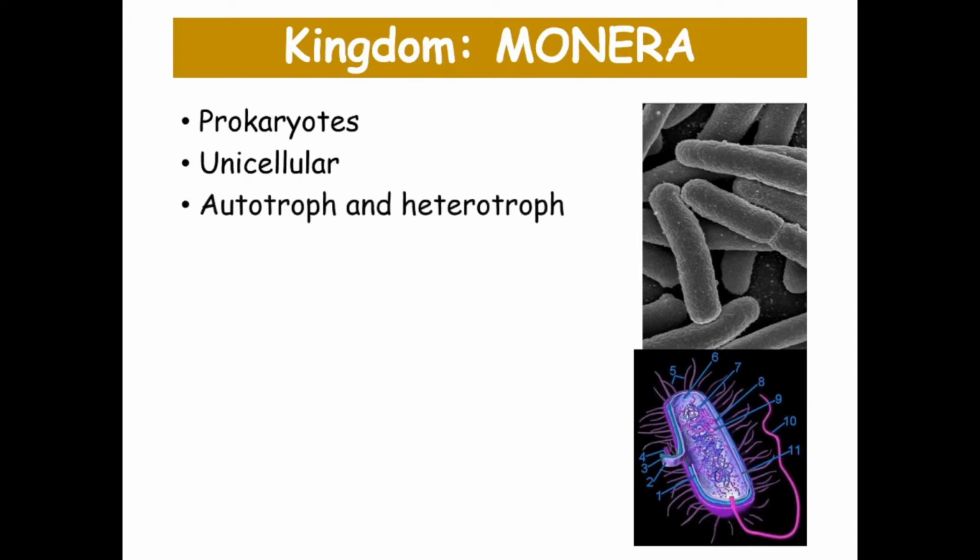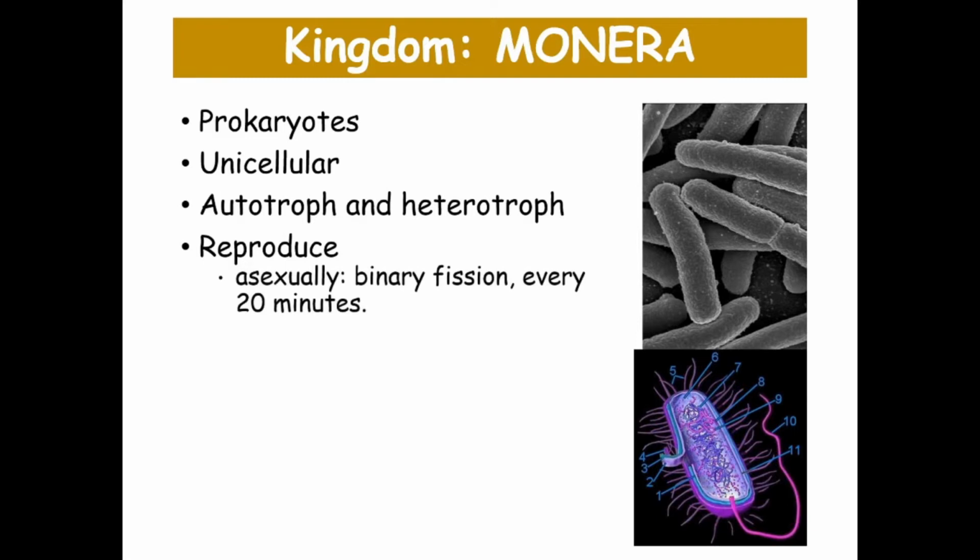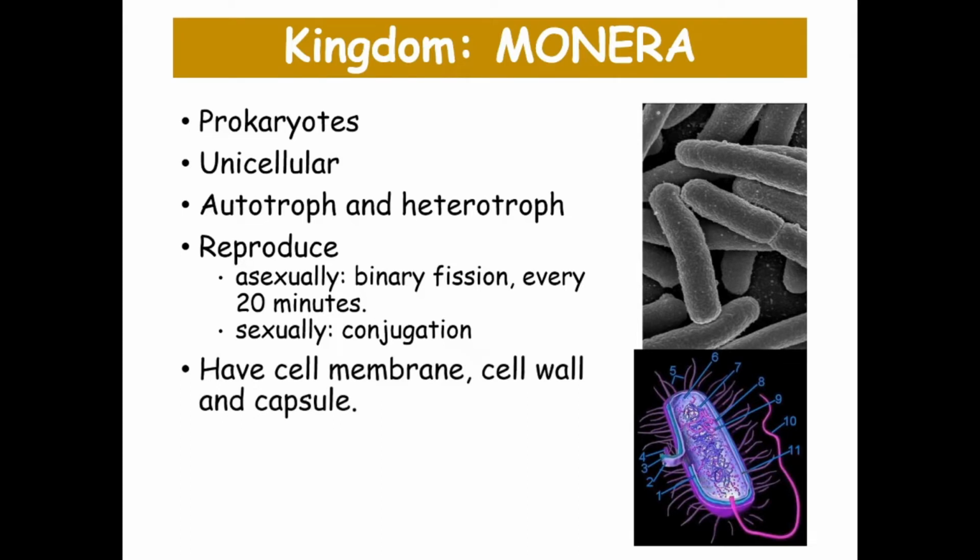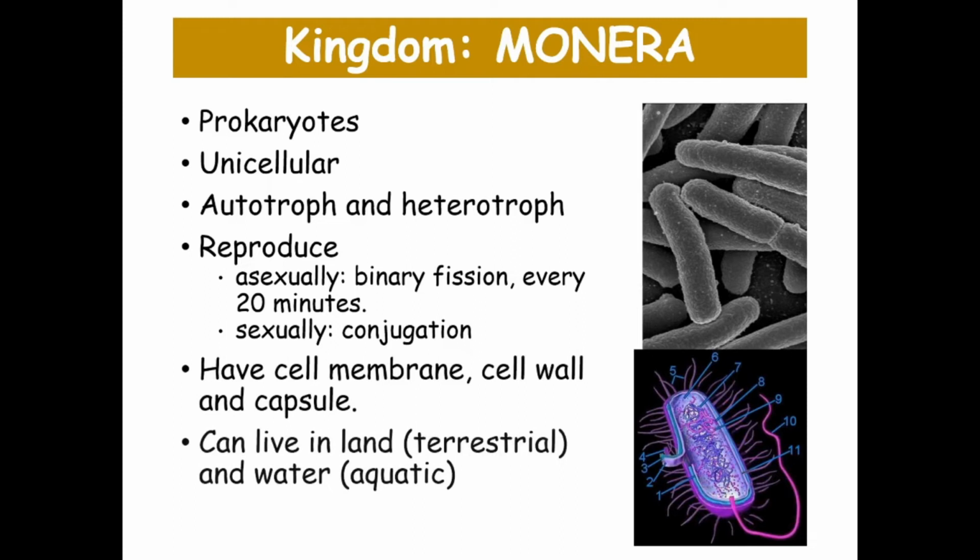Some of them are autotrophs and some of them are heterotrophs. They can reproduce asexually by doing binary fission every 20 minutes and reproduce sexually by doing conjugation. They have cell membrane, cell wall, and capsule. And they can live on land, which is called terrestrial Monera, and they can live in water, which is called aquatic Monera.